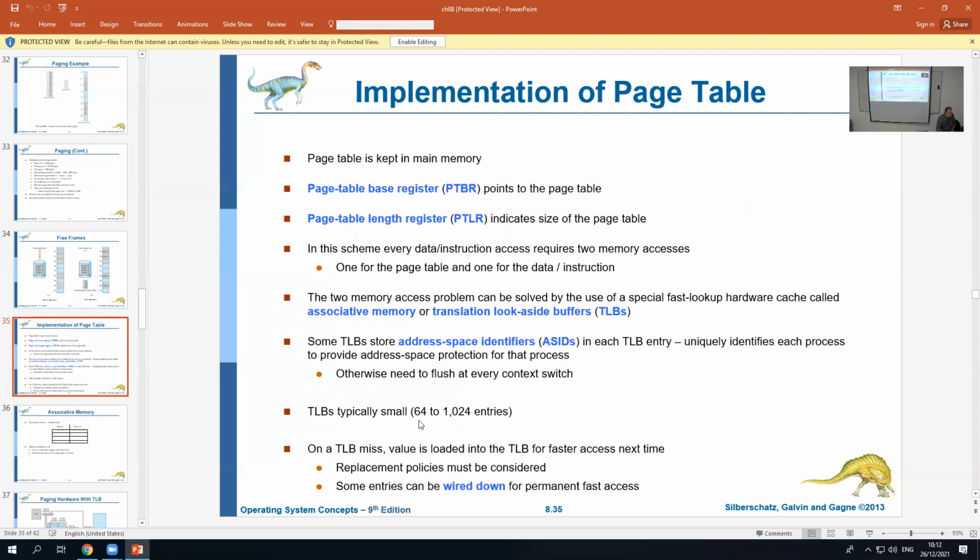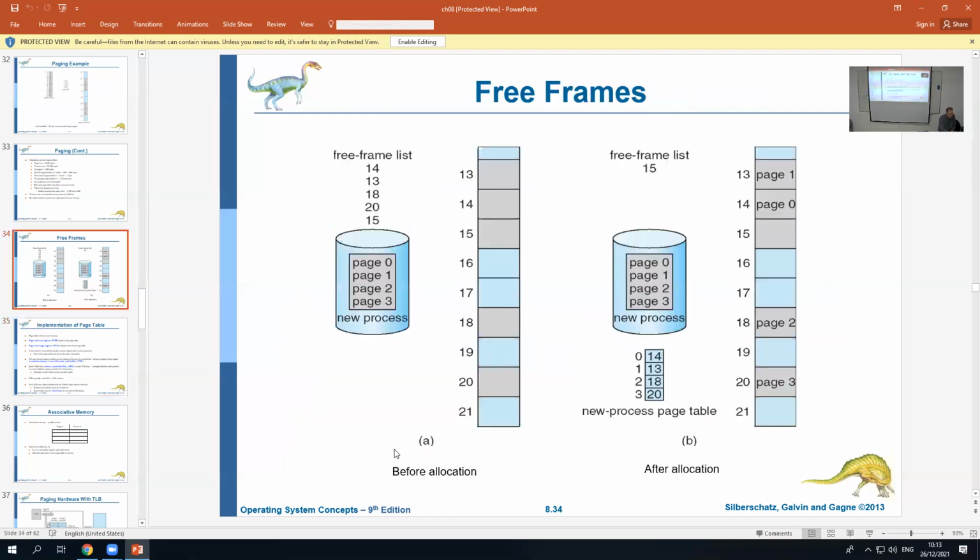The TLB is typically small, 64 to 1,024 entries. In other words, it won't be that big because it's going to be very fast. On a TLB miss, so what if you tried it? So it's going to come out like this.